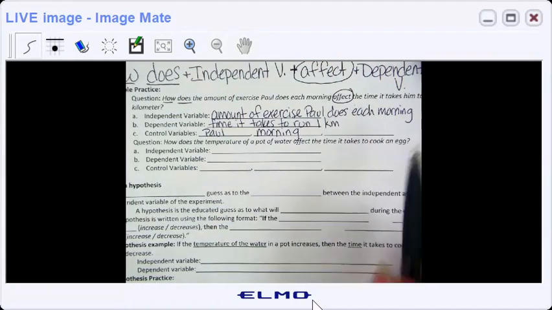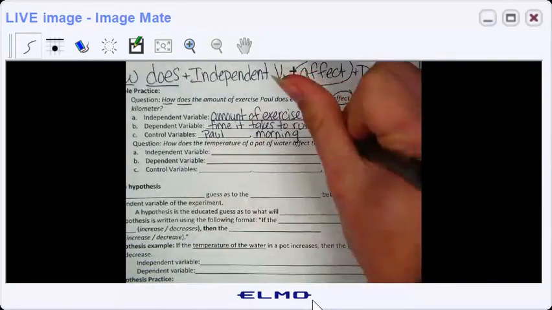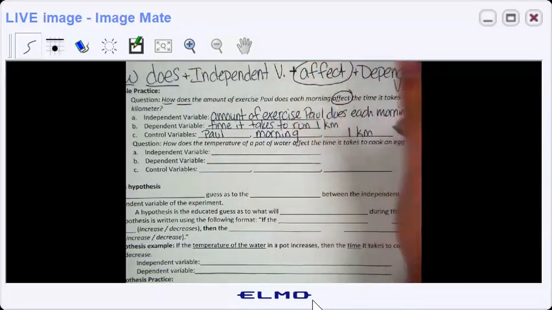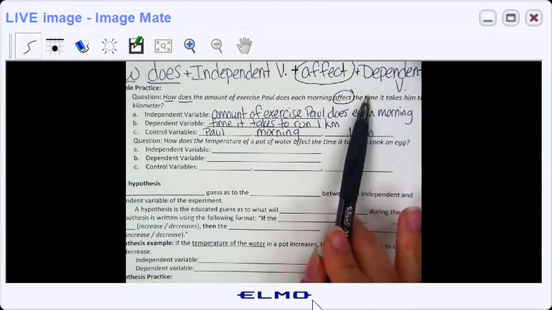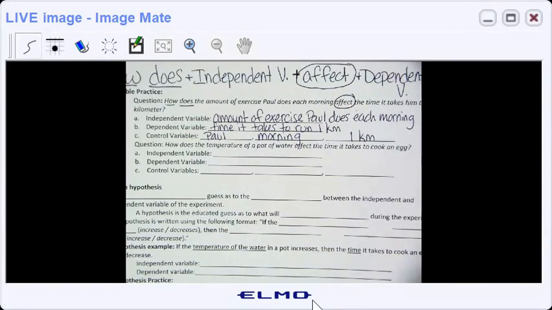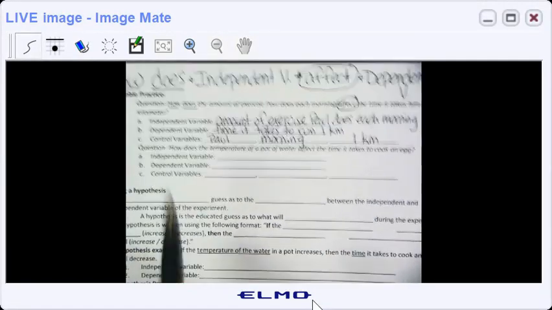The last thing that we talked about is how far he's running. So he's running a kilometer. So that needs to stay the same. It cannot change. Can't have him running 2 kilometers because that's going to give you a different time and you're recording the time. So I'm going to give you a few moments here to try your hand at question 2, and then we will go through it together.